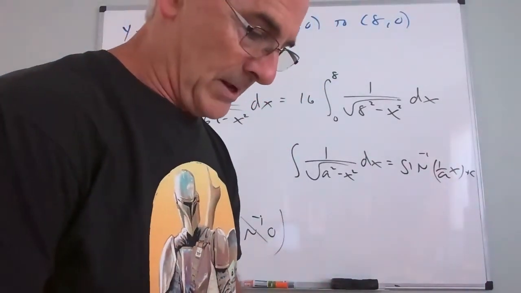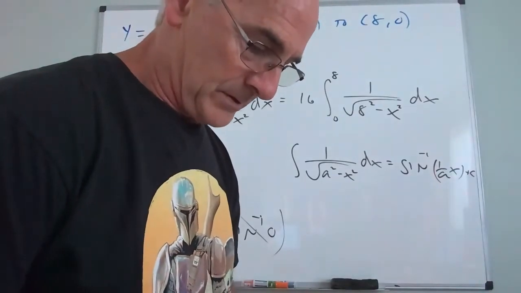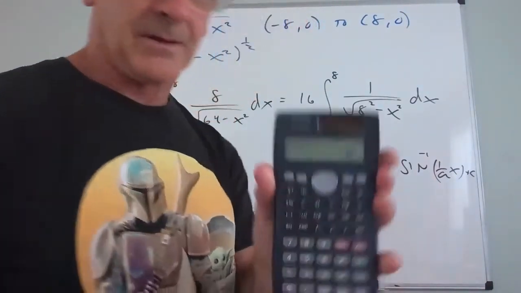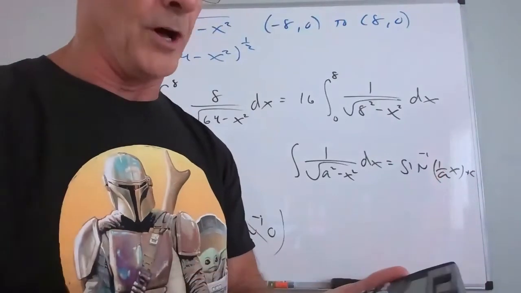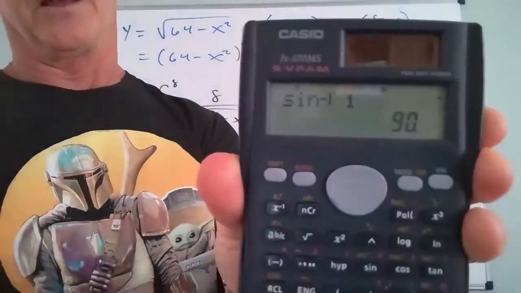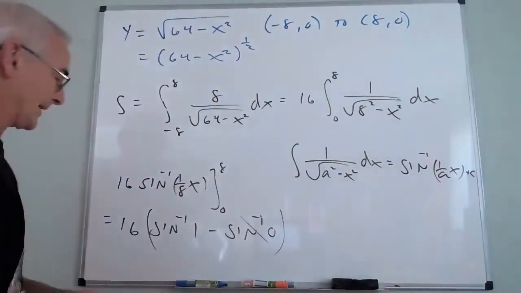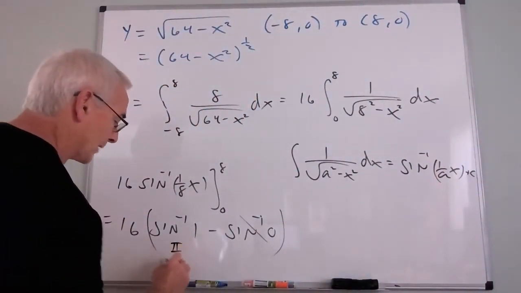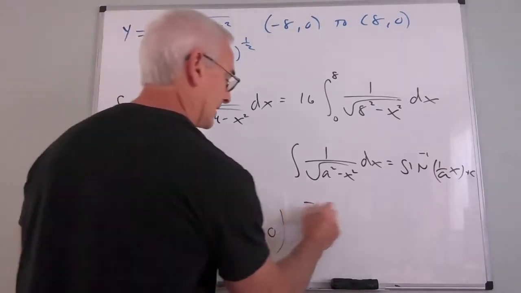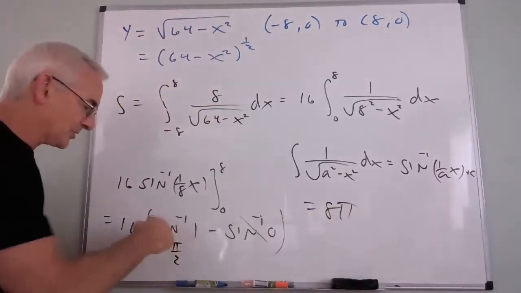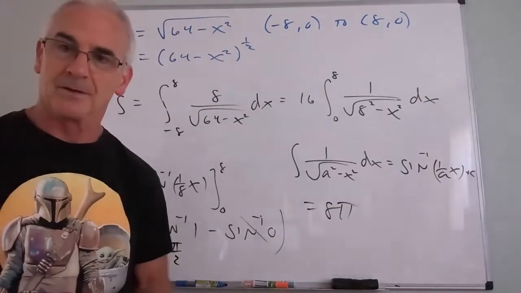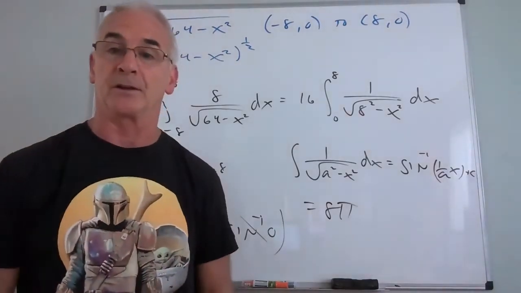And I'm going to go inverse sine. Okay, inverse sine 1, and it says 90 degrees. I go, oh, okay. So therefore it's pi over 2 radians. So that's pi over 2 radians. So my answer is 8 pi. Yeah, it's good to know inverse sine 1 is pi over 2. But if you don't, you can always use your calculator in degree mode.